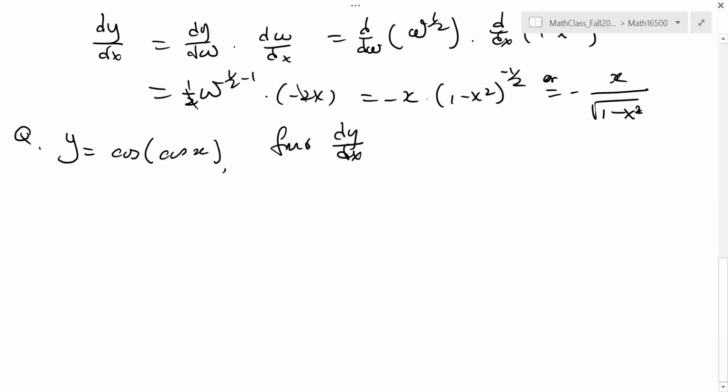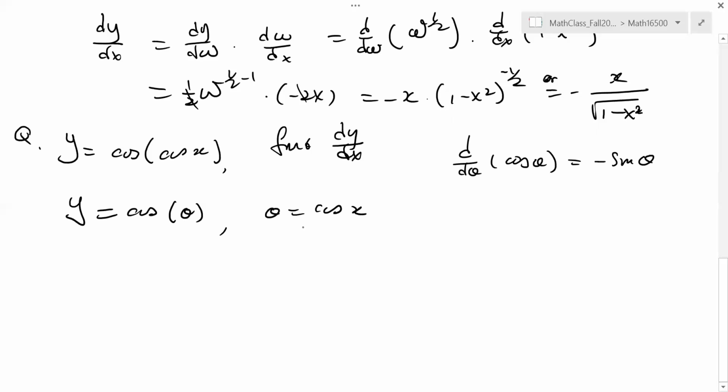Well, we know that the derivative of cosine theta with respect to theta is going to be negative sine theta, right? So make sure theta corresponds. This is a derivative of cosine theta with respect to theta. So it's the same theta here. That's why it's going to be negative sine theta. But here, you can write w, and then you can say cosine theta. But theta is going to be cosine x.